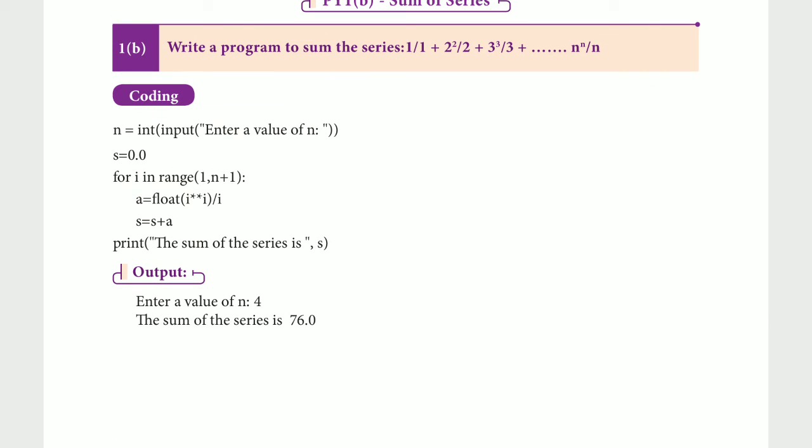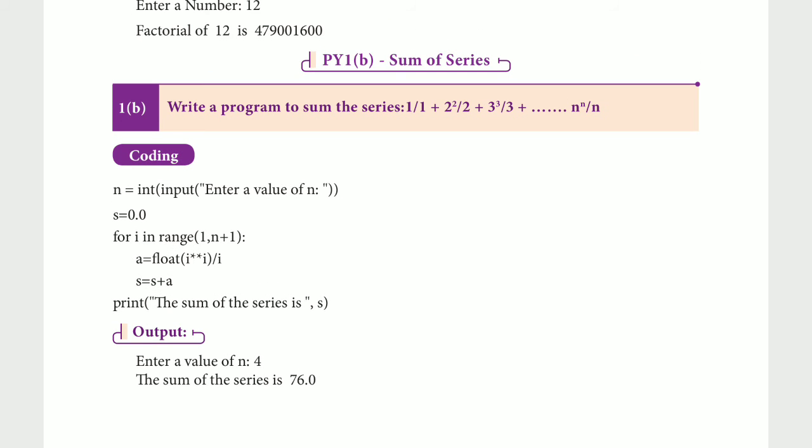The user is giving some value, which is 4. x is equal to 0, and s is equal to 0.0. So they are assigning a float value, and getting a value from the user, which is 4. Then for i in range 1 to n plus 1.